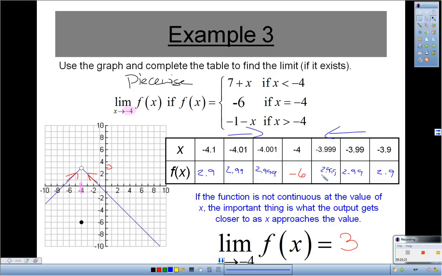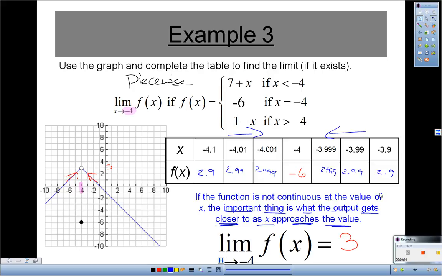That doesn't matter. Again, if the function is not continuous at the value of x, the important thing is what the output gets closer and closer to as x approaches the value. In other words, the limit is more concerned about what it's approaching than what it is actually at that point.